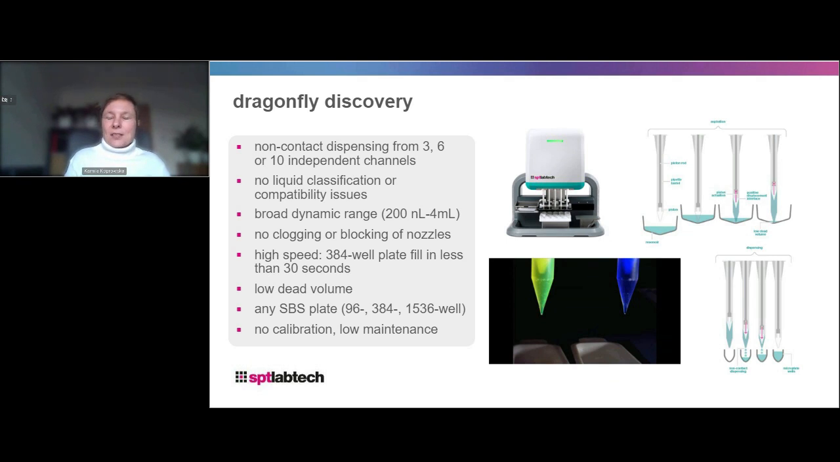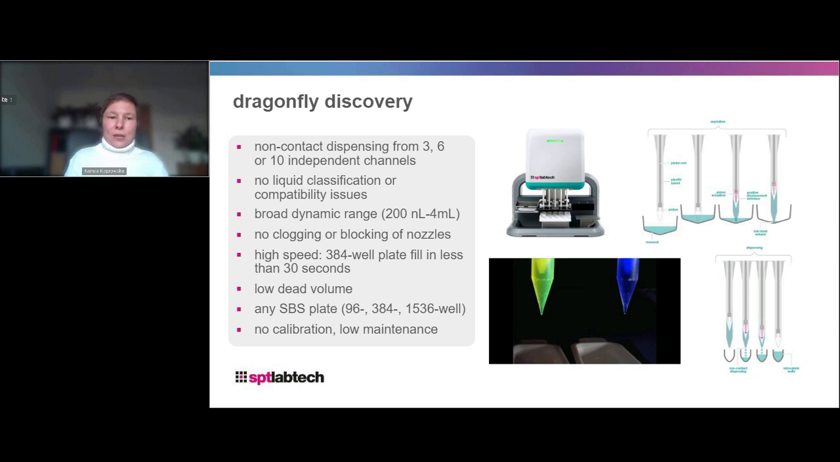Dragonfly Discovery is a non-contact dispenser. Similarly to the Mosquito, it uses true positive displacement technology. It can deliver liquid to the wells using either 3, 6, or 10 independent channels. Again, as a true positive displacement dispenser, there is no liquid classification, there are no liquid classes to set up, there are no compatibility issues, irrespective of what kind of reagents you use.